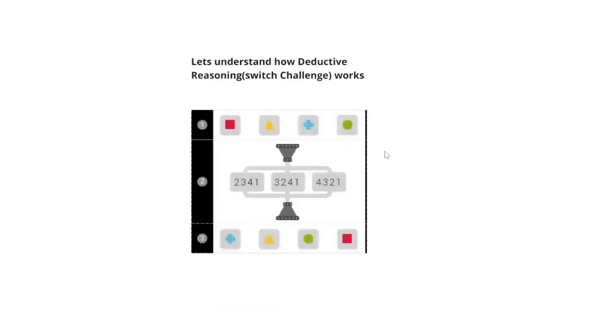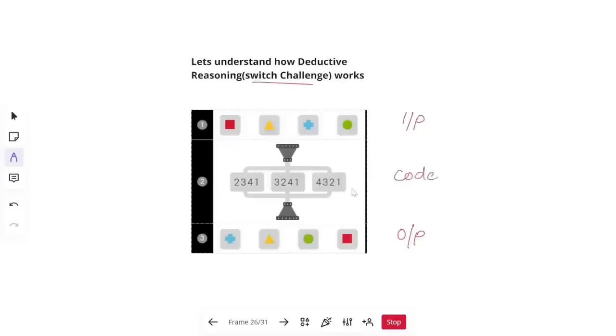So guys, let's understand how we can solve deductive reasoning switch challenge based questions. See, I will be using this image to make you understand how this concept works. Basically in these types of questions you will have three things: an input, an output, and then different multiple codes that are given to you. Now you have to tell, if this input goes through a particular code, what output you will get. Now how will we solve it? Let's see this question.